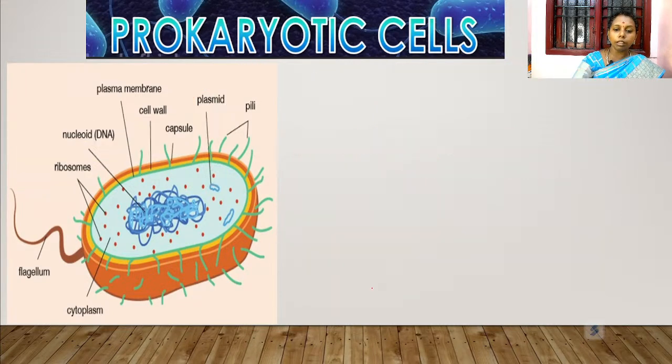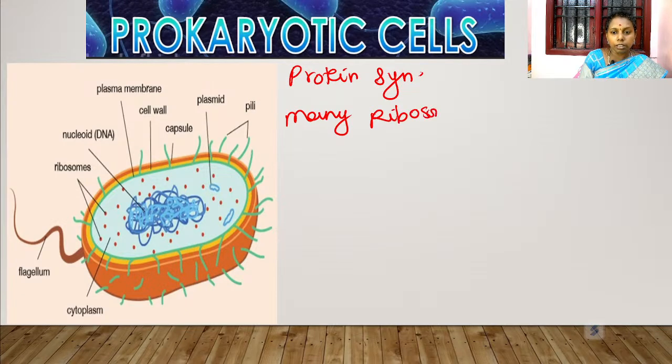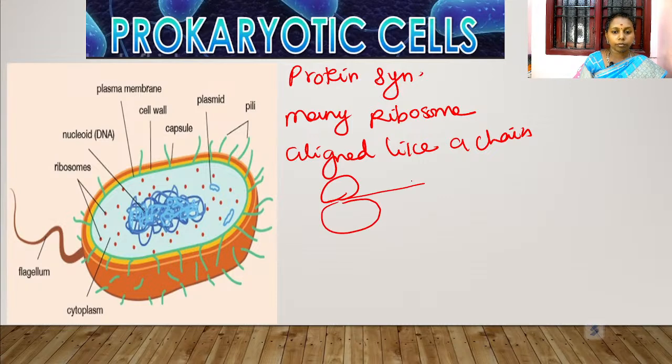Okay. And you know, ribosomes are the protein factory. So they are involved in protein synthesis. When many ribosomes aligned like a chain are involved in protein synthesis, it is called what? Yes, it is polyribosome. Again, Sanjay, very correct. Excellent answer. It is polyribosome or polysome. Yes, Sanjay, Tilak, very correct answer.